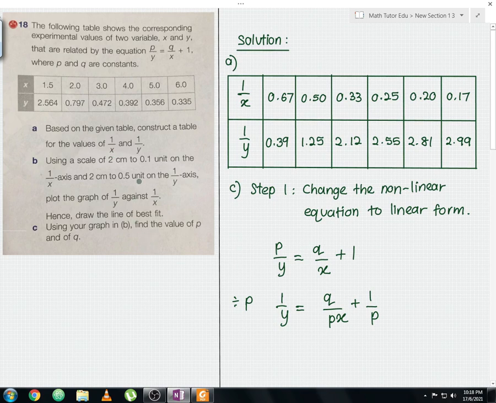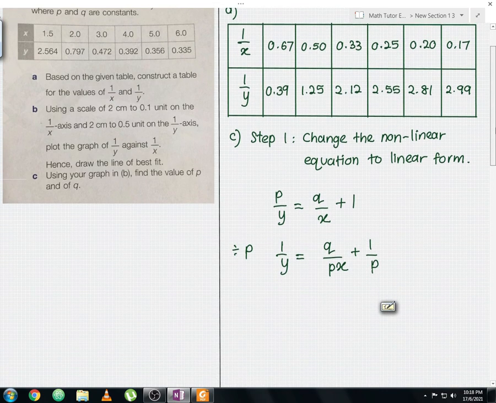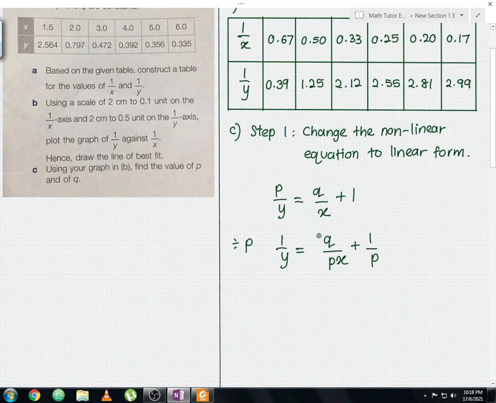So from here we know that 1 over y will be acting as the y-axis, and 1 over x will be acting as the x-axis. Continuing to the next step, what we can do is factor out the q over p from this expression. From here you should get 1 over y is equal to q over p times 1 over x, plus 1 over p.